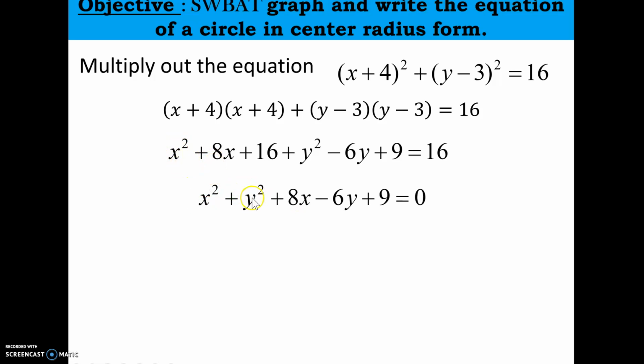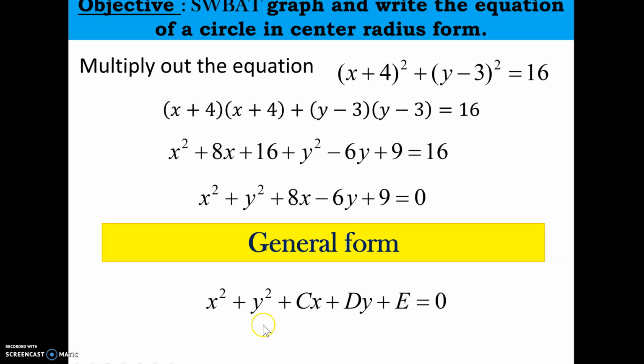So I put x squared, I put the y squared right after it, I put the 8x after that, then the y term, negative 6y, and then we combine the 16, 9, and the 16 here. So notice the 16 disappears, so we're left with the 9, and that's going to be equal to 0. If we set it equal to 0, this is actually the general form of a circle. So general form looks like x squared plus y squared plus cx plus dy plus some constant e equals 0. So the general form of a circle looks like this.